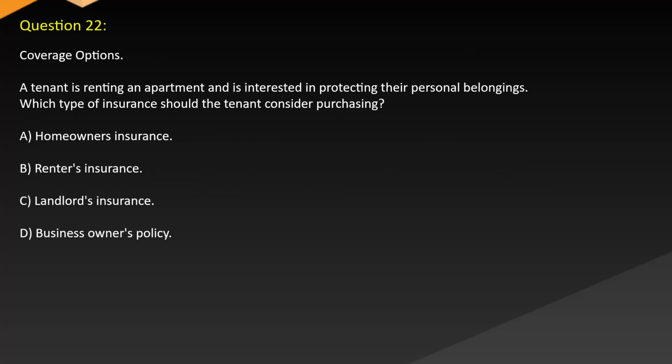Question 22. Coverage options. A tenant is renting an apartment and is interested in protecting their personal belongings. Which type of insurance should the tenant consider purchasing? A. Homeowner's insurance. B. Renter's insurance. C. Landlord's insurance. D. Business owner's policy.